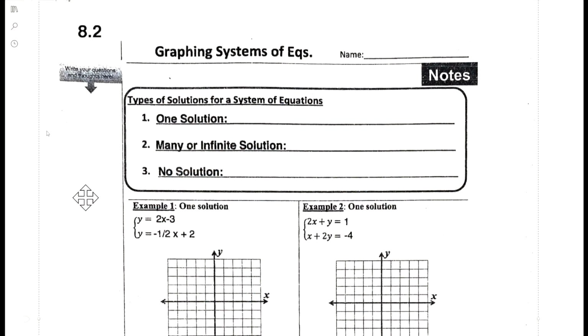8.1, make a little change here. 8.1b notes. We're going to look at the special cases of systems of equations.